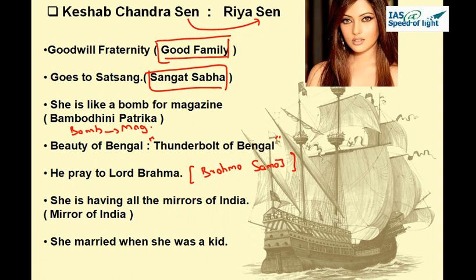She is having all the mirrors of India. Like women have this fantasy or they have this tendency to look in the mirrors all the time. So she is very rich and she is having all the mirrors of India. So we wrote one book, Mirror of India. She married when she was a kid. So what we want to remember here is child marriage.